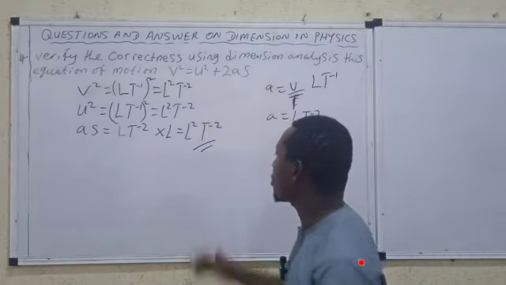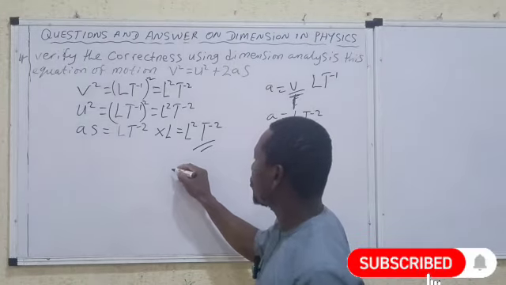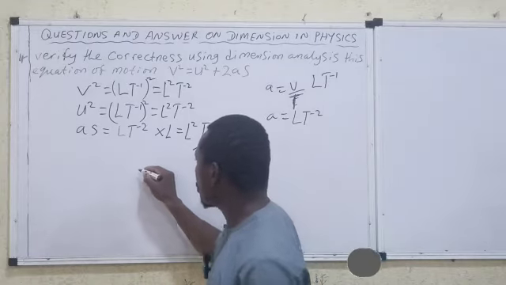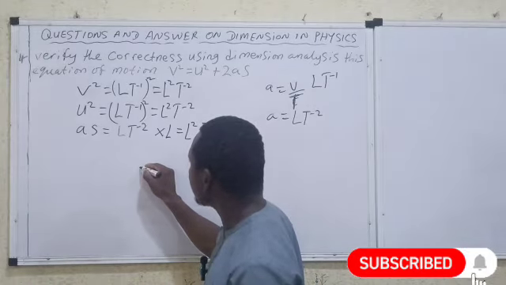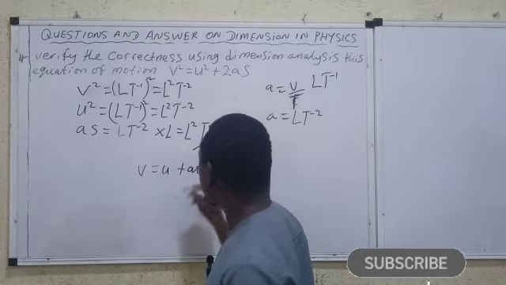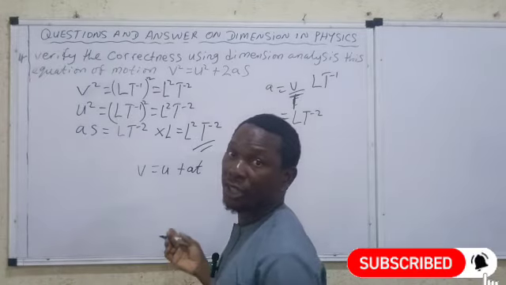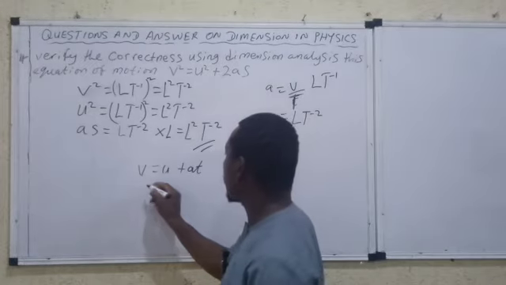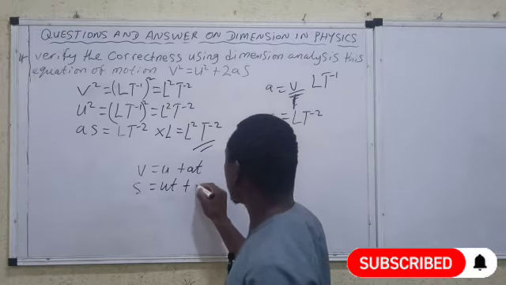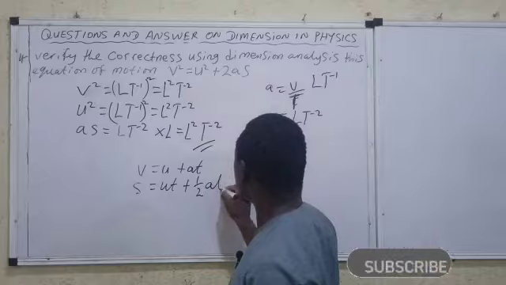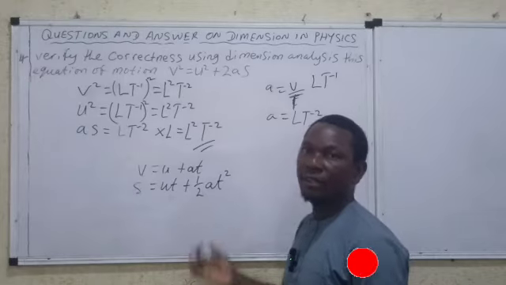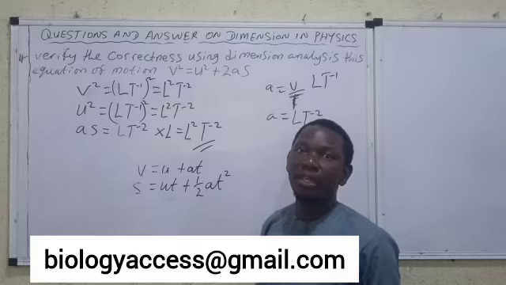You can take this as an assignment. Just do the same for this equation of motion. You can do it for, let's say, v equals u plus at. Check if it's dimensionally correct. You can also do it for s equals ut plus half at squared. Let's check if they are dimensionally correct and drop your answer in the comment section.